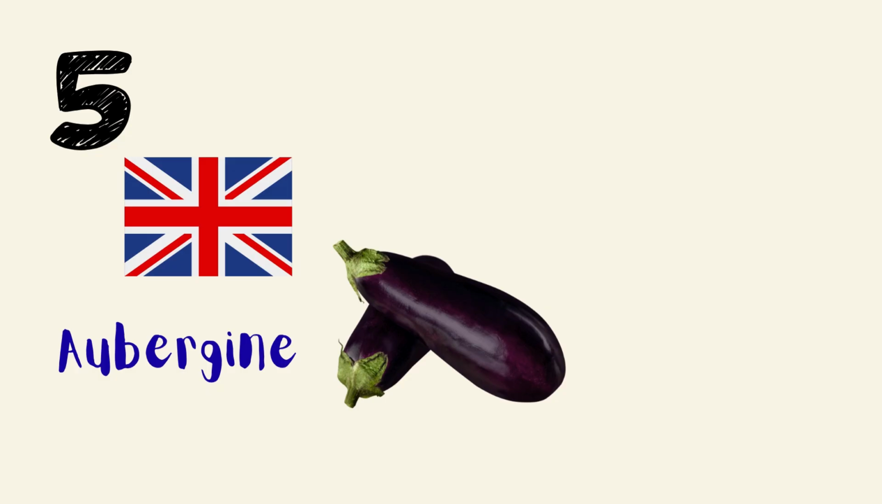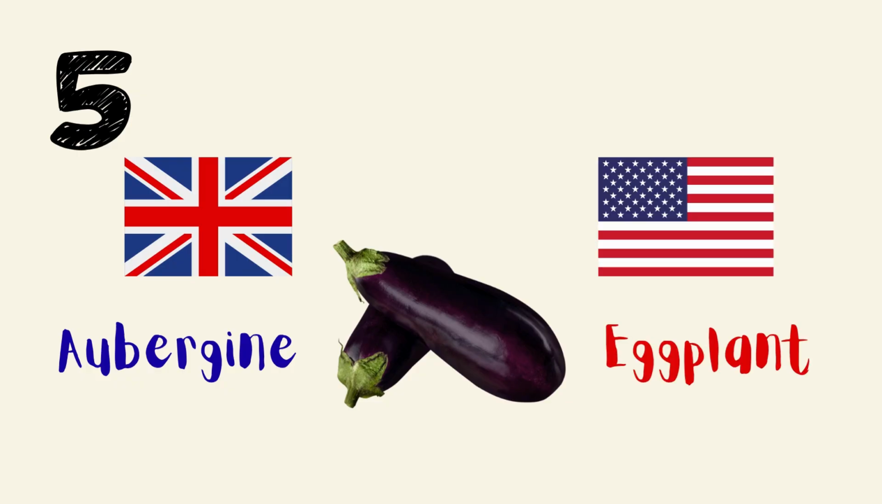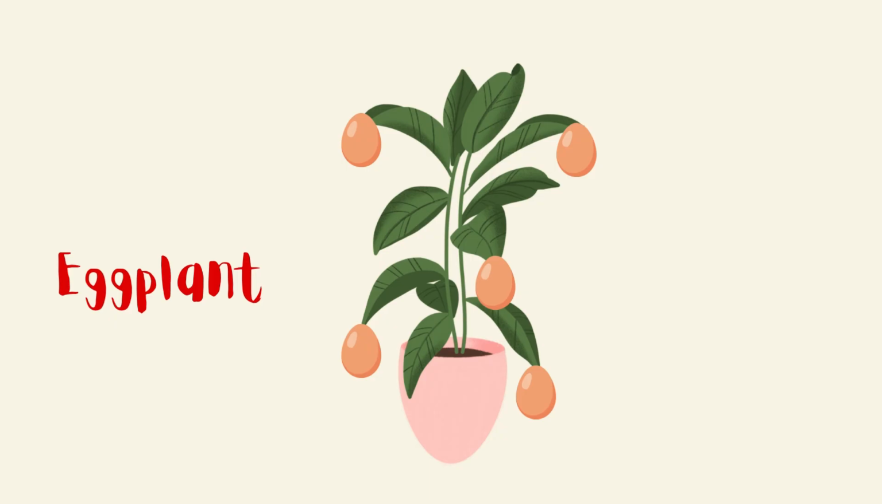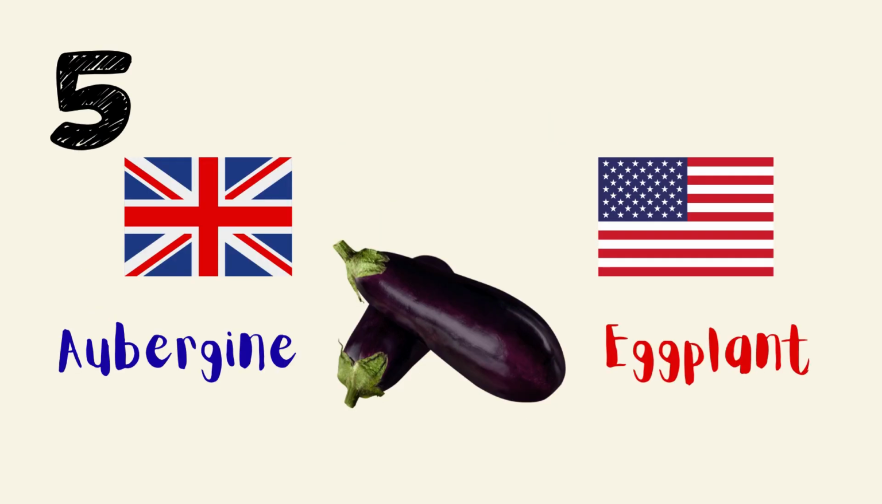This one, again, is French for the English version. Aubergine. I quite like that word. In America, though, they say eggplant. It's a bit silly, but the reason is because when it first grows, the vegetables look kind of small and white and look like little eggs.